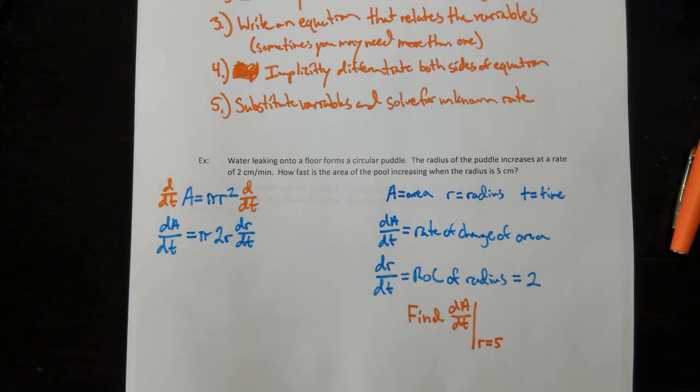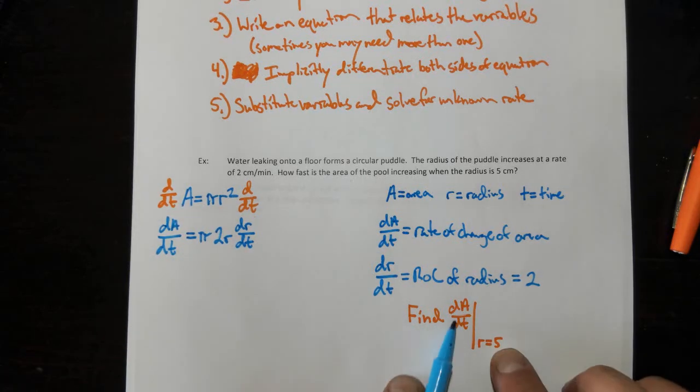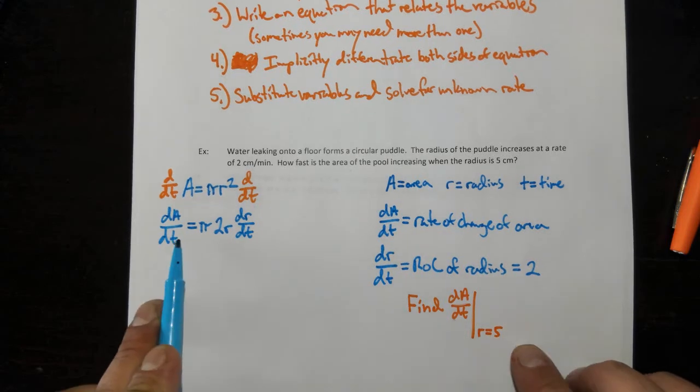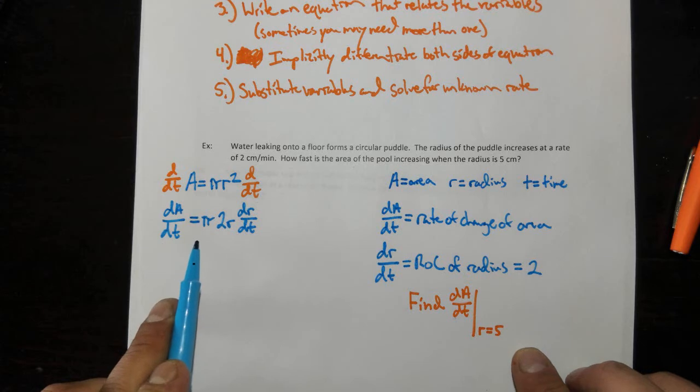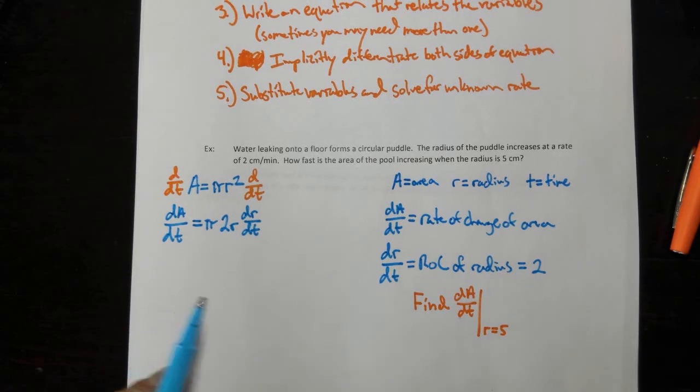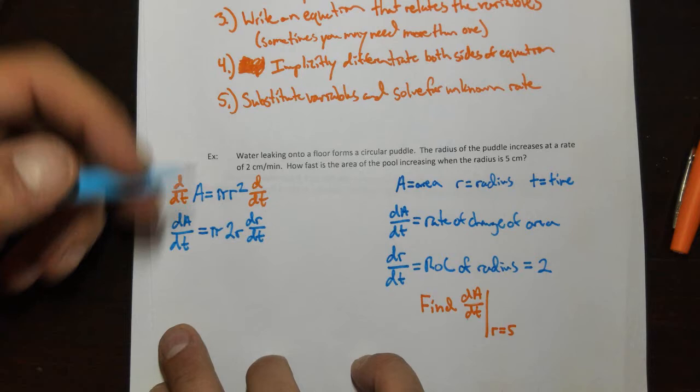Now, what are we looking for? We want to find dA dt. So it's already solved for us. dA dt is already solved. We just need to plug in the values. So let's see here.